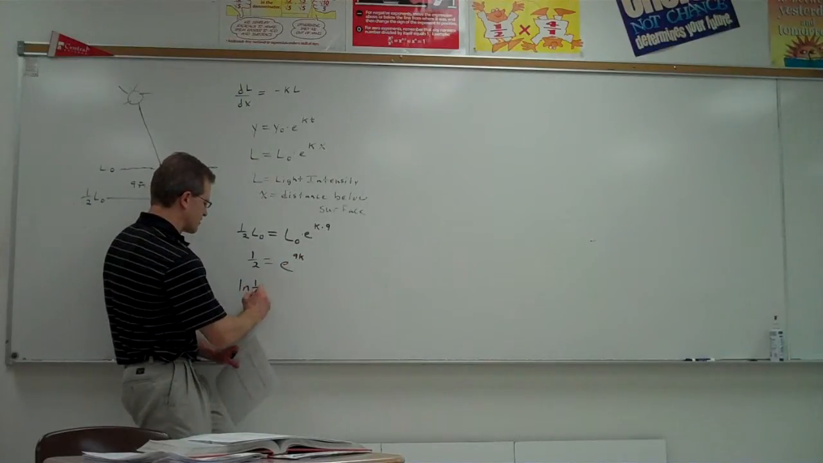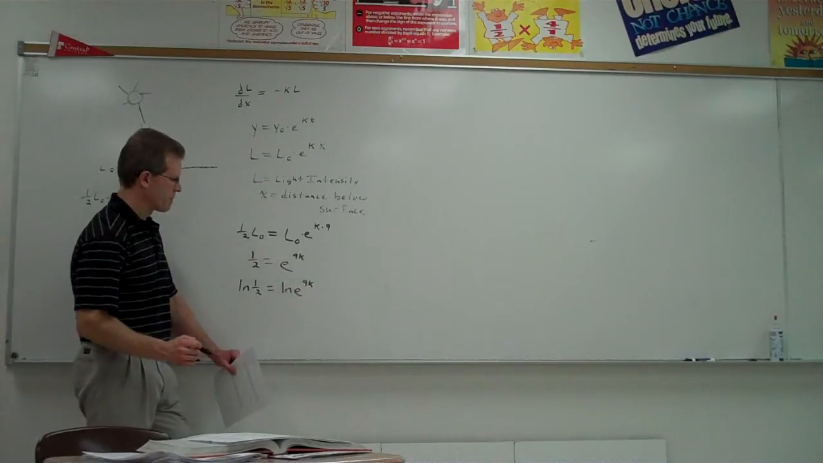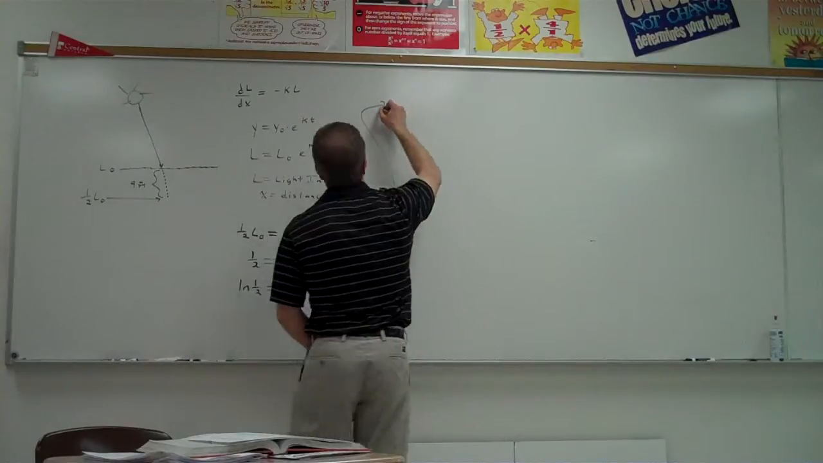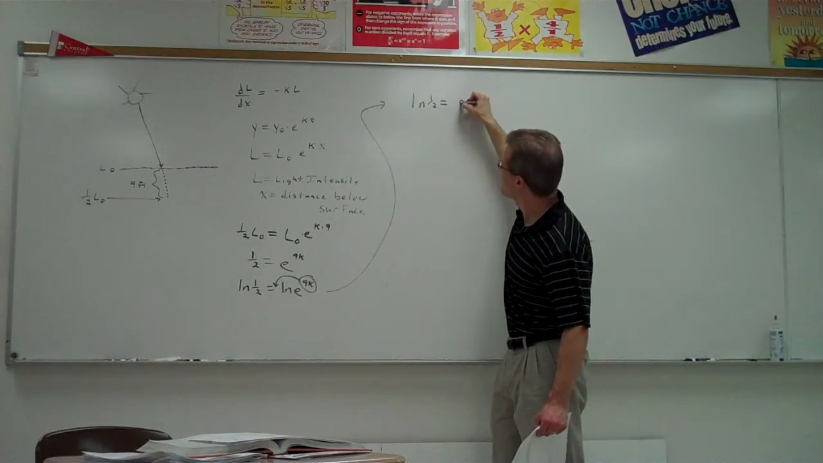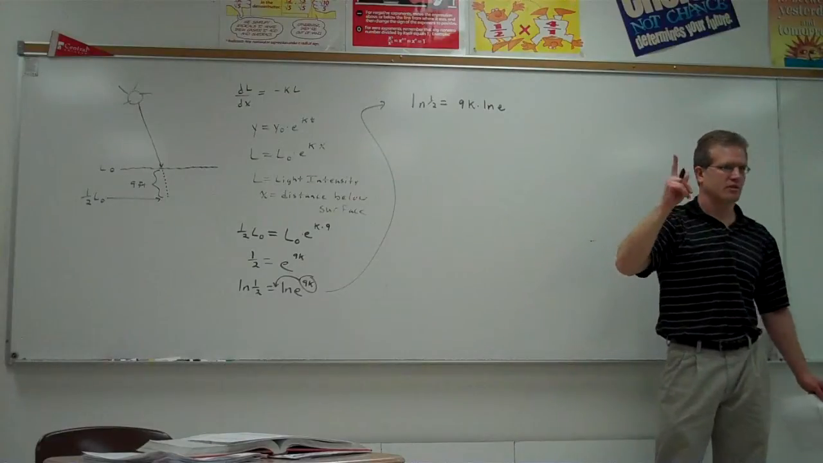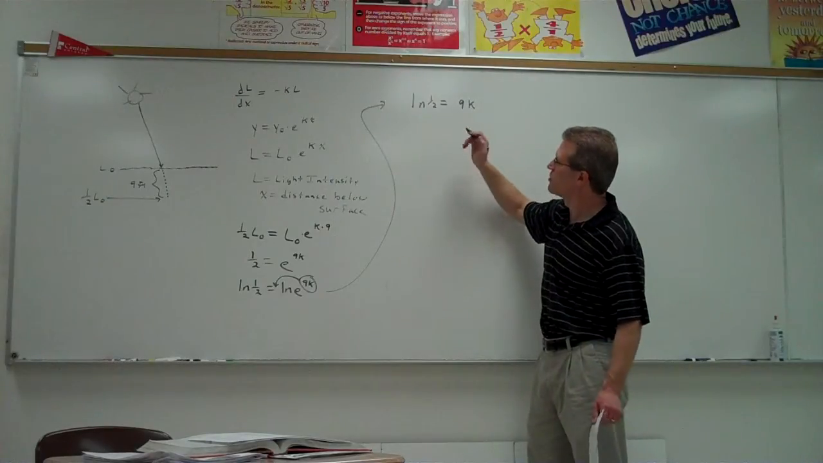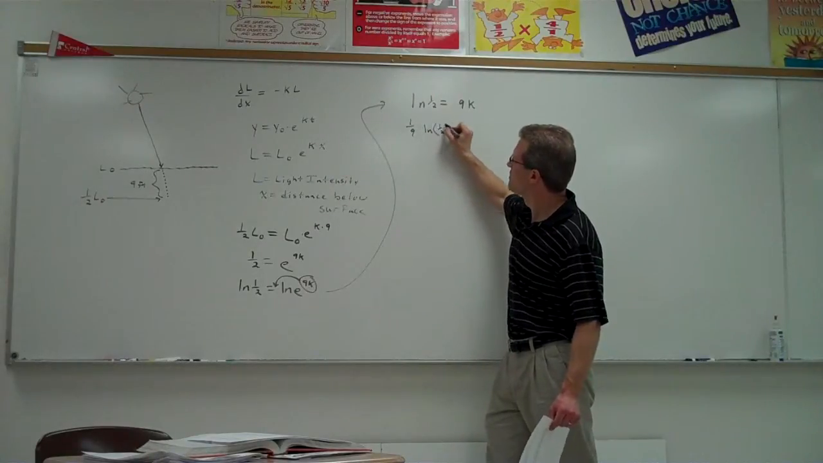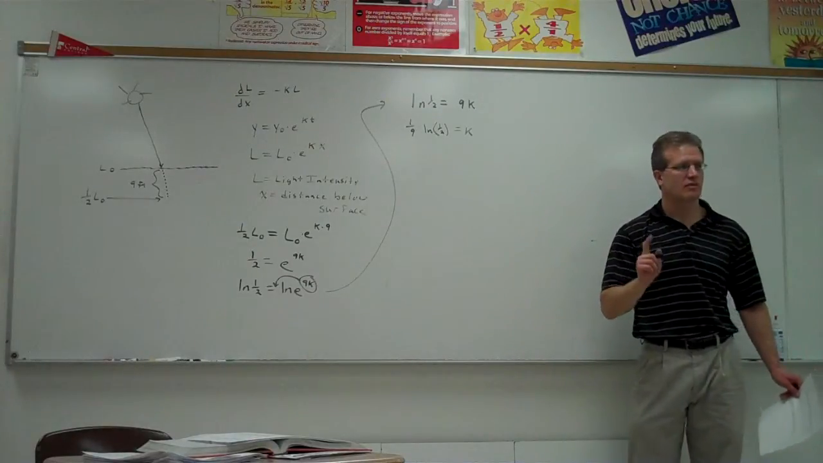Natural log both sides. Natural log of 1/2 equals natural log of e to the 9k. Move your 9k out in front of the natural log, because that's a logarithm rule. Natural log of 1/2 equals 9k times the natural log of e. What's the natural log of e equal again? 1. So it's really 9k times 1, which would just be 9k. Divide by 9 or multiply by 1/9 on both sides, and 1/9 of the natural log of 1/2 is our k value. So we found k. That was our first step.